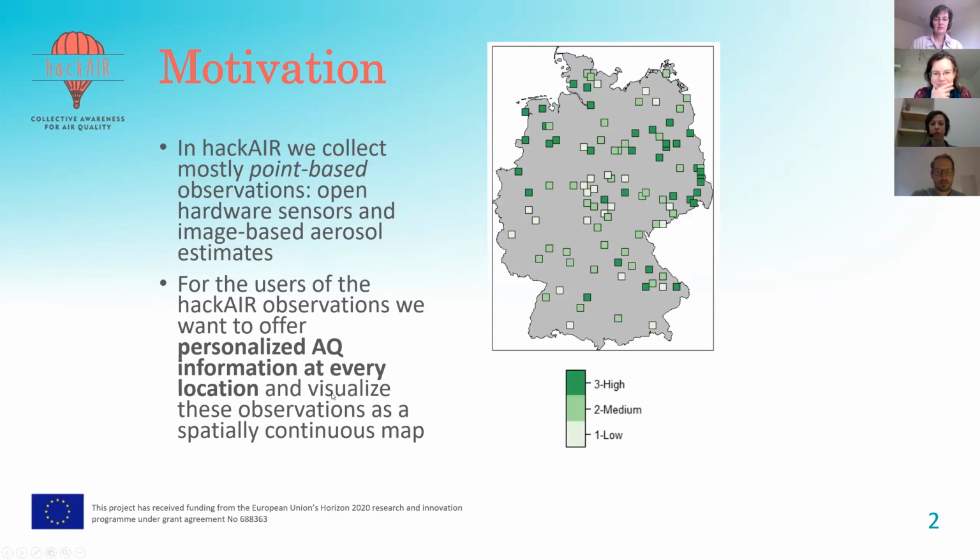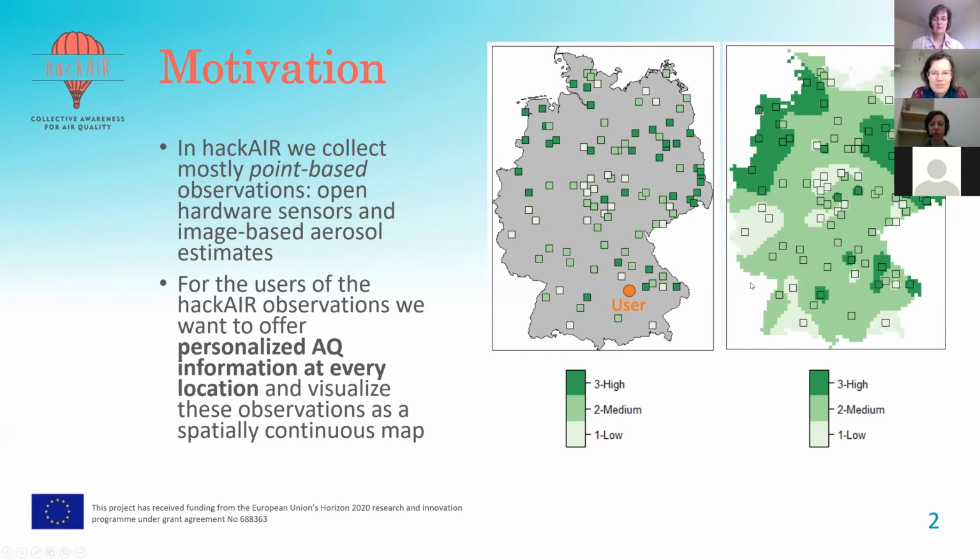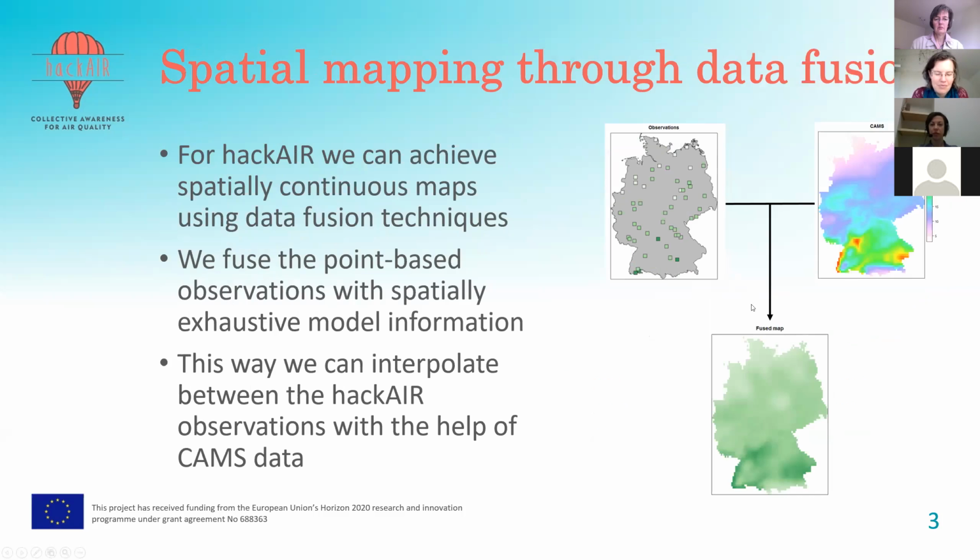So essentially, we start out with something like this. This is, for example, for Germany, we have a set of observations. They are usually in terms of classes like low, medium, high air pollution, and so on. But what happens if we have a user right here who does not have access to an observation right here, but we still want to provide an estimate or personalized information? In order to do that, we need to use a technique that allows us to get something like this, that provides air quality estimates all over our study site. And this is, of course, a simplified example, but in practice, we use a technique that we call data fusion.